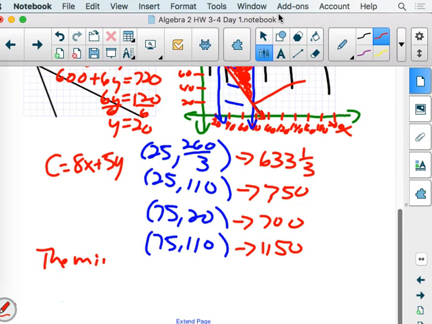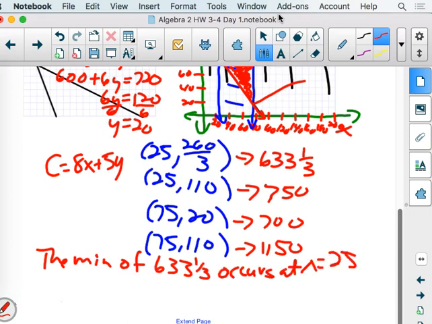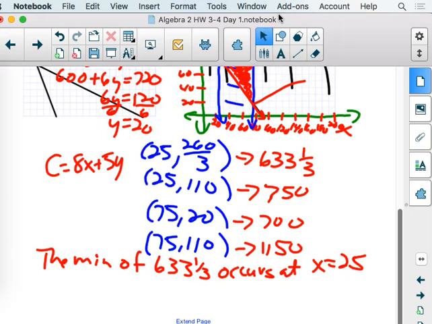So the min of 633 and a third occurs at x equals 25. Like I said, they didn't ask for the max, but we could also tell them the max of 1,150 occurs at x equals 75. So depending on what they want. If you gave me both on the test, I would give you full points, because you're technically doing more than they even asked you to do at that point.